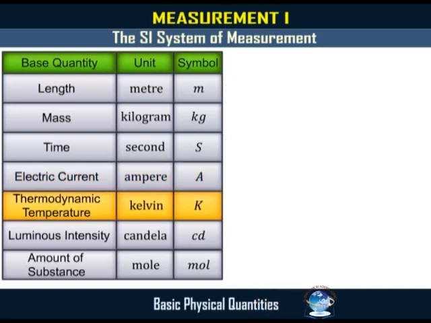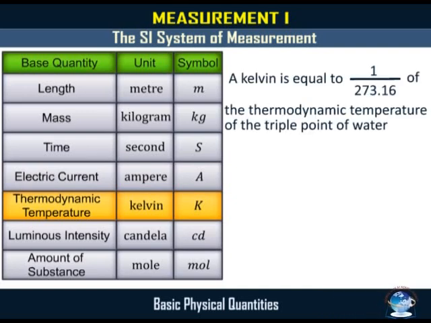Thermodynamic temperature is measured in Kelvin, denoted by the capital letter K. A Kelvin is equal to 1/273.16 of the thermodynamic temperature of the triple point of water.